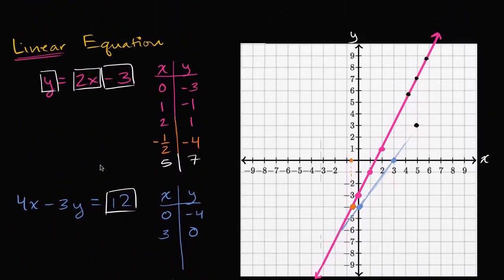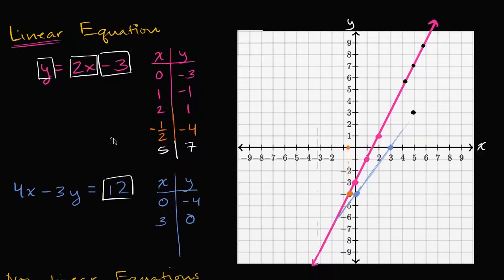So if every term in your equation on either side of the equation is either a constant, or it's just some number times x, just x to the first power, or some number times y, and you're not multiplying your x's and y's together, you are dealing with a linear equation.